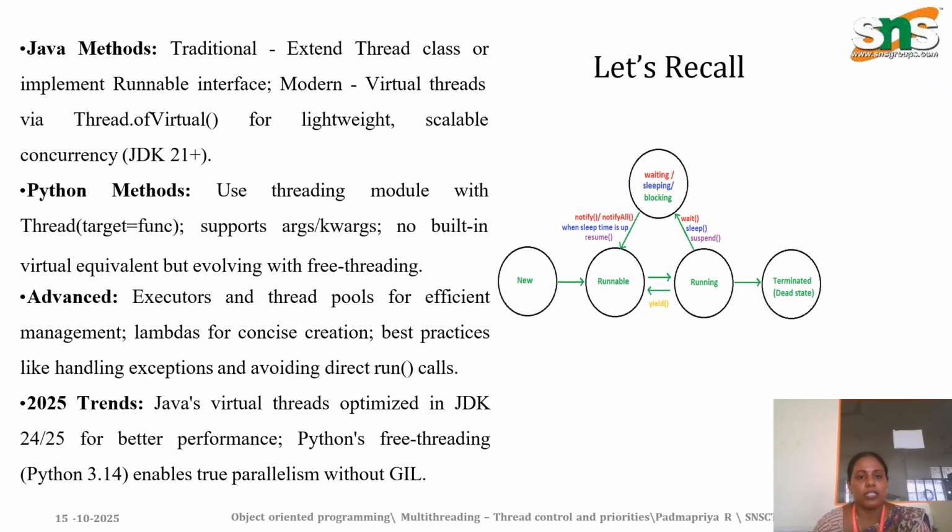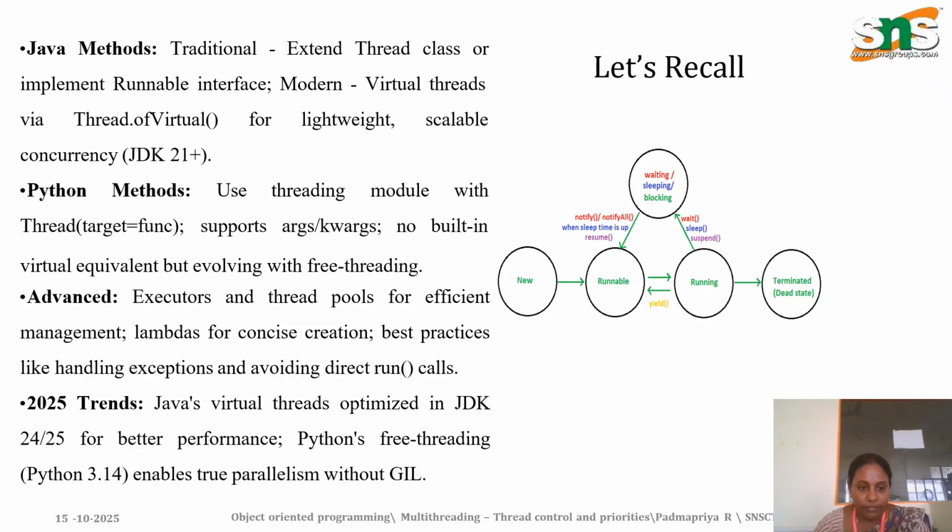In Java, it's traditionally extending the Thread class or implementing the Runnable interface. When it comes to modern Java, it's virtual threads via Thread.ofVirtual for lightweight, scalable concurrency. In Python, using the thread module, it supports no built-in virtual equivalent, but is evolving with free threading. Advanced threading means executors and thread pools for efficient management, lambdas for concise creation, and best practices like handling exceptions and avoiding direct run calls.